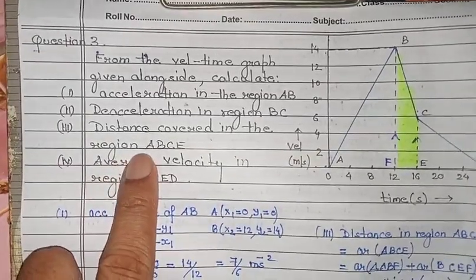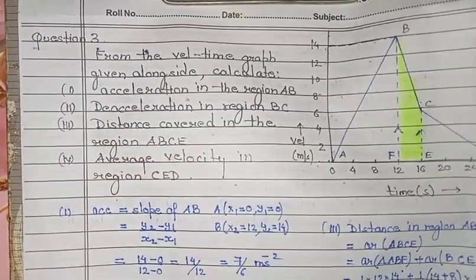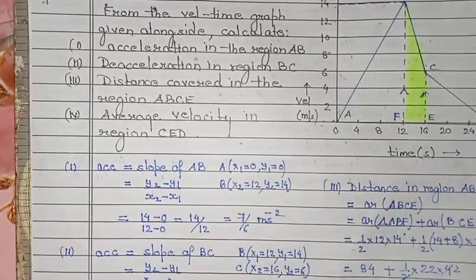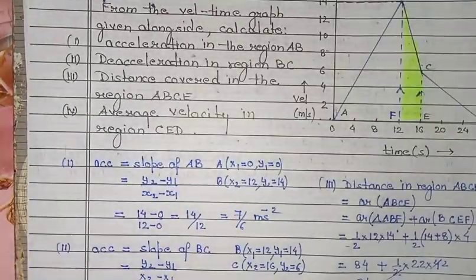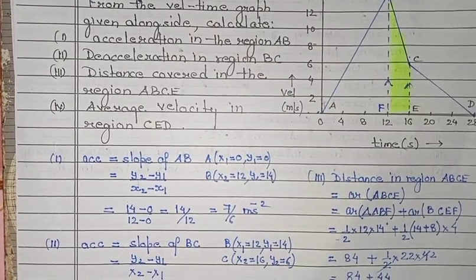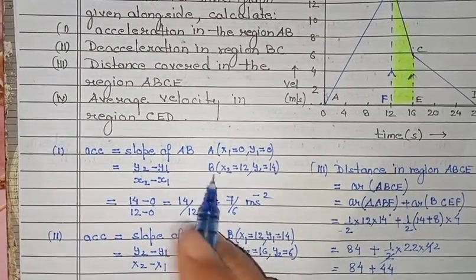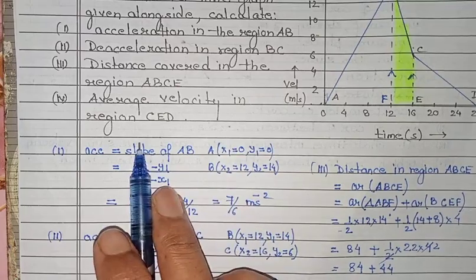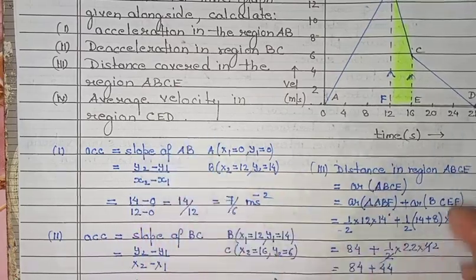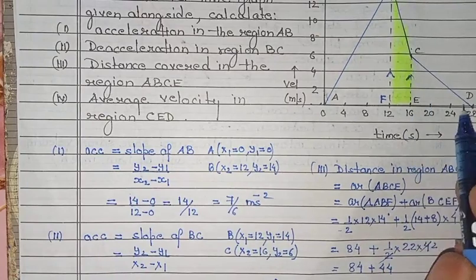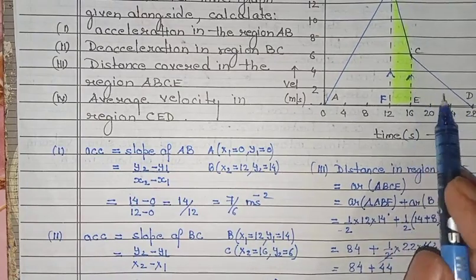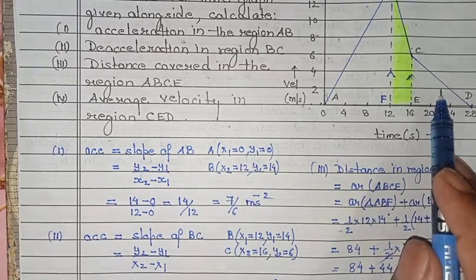So this will be the distance traveled in the region ABCE. Okay, now the fourth part. The fourth part says you have to calculate average velocity. We need to calculate average velocity in the region CED. Now this is the region CED, and we need to calculate average velocity in this region.